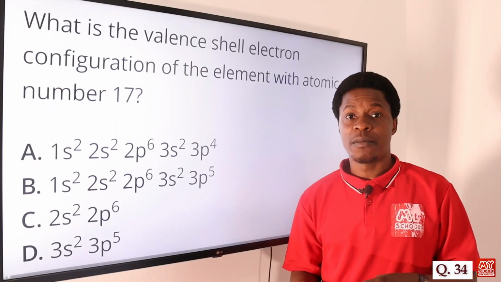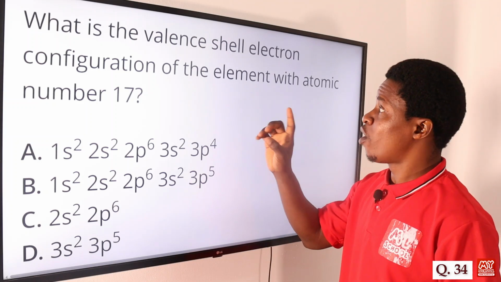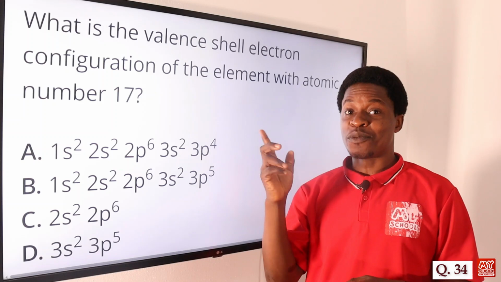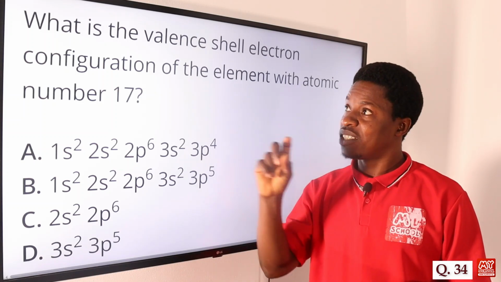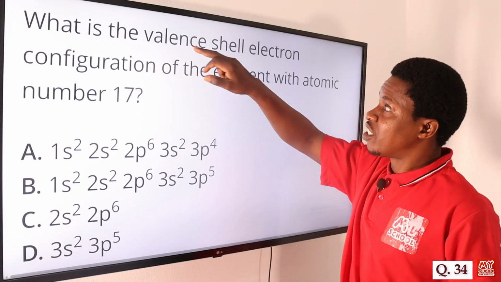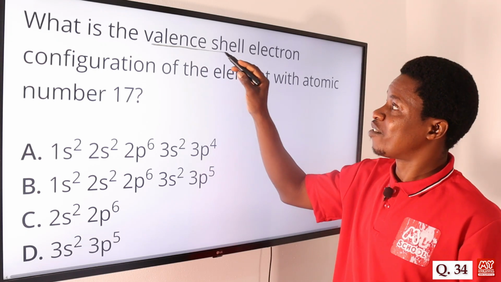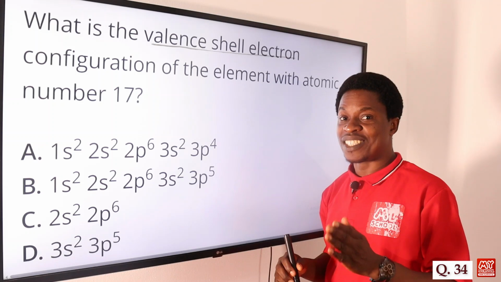Now let's move on to question number 34. What is the valence shell electron configuration of the element with atomic number 17? Please, you have to be careful in your approach to this question. There's a keyword there: valence shell electron. Valence shell electron. Please, it's very important. You must be careful in choosing the right answer.